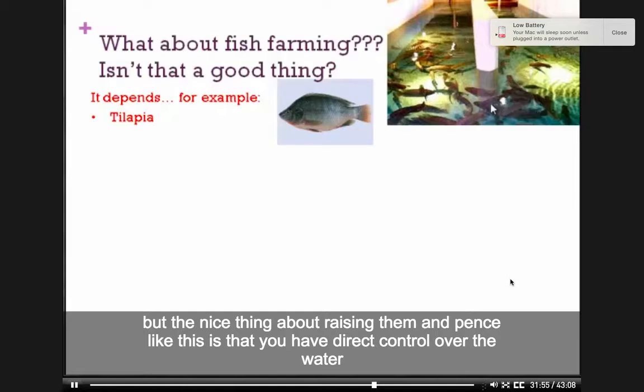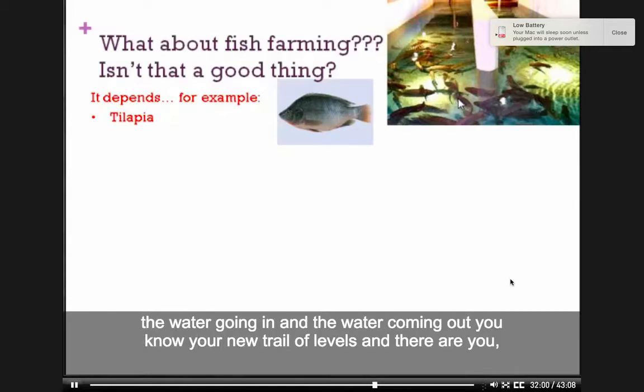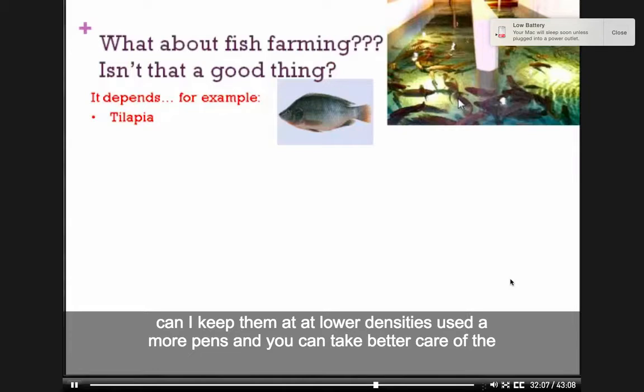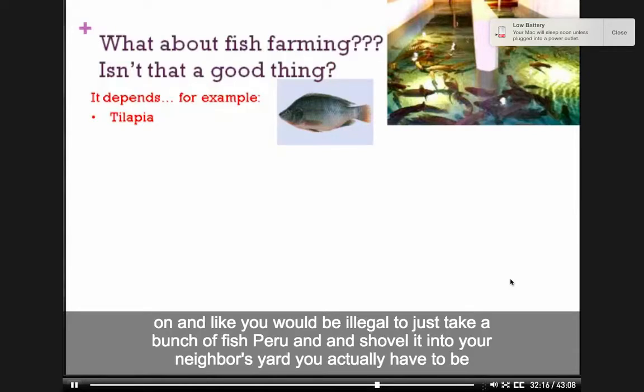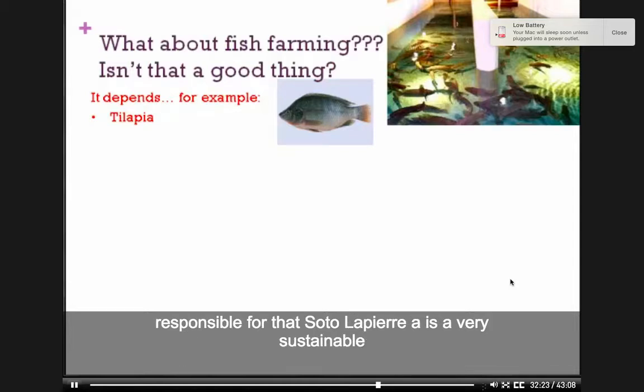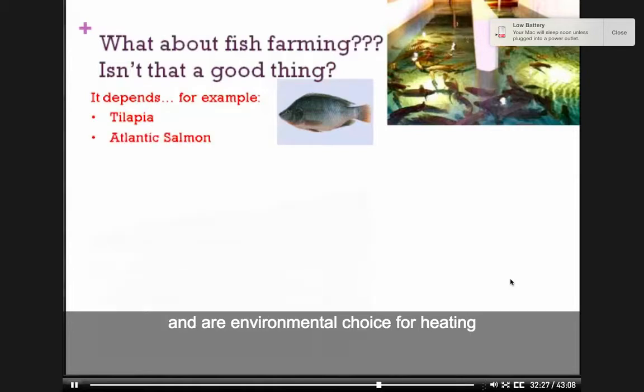But the nice thing about raising them in pens like this is that you have direct control over the water going in and the water coming out. You know your nutrient levels in there. You can keep them at lower densities. You just need more pens, and you can take better care of the quality of the water. And it would be illegal to just take a bunch of fish poo and shovel it into your neighbor's yard. You actually have to be responsible for that. So tilapia is a very sustainable and environmental choice for eating.